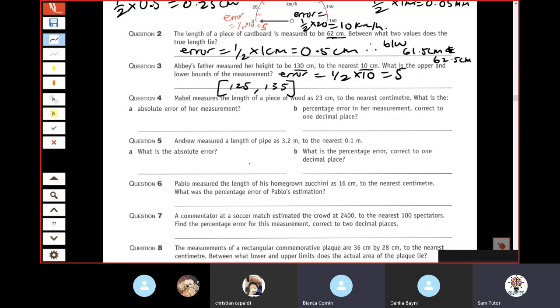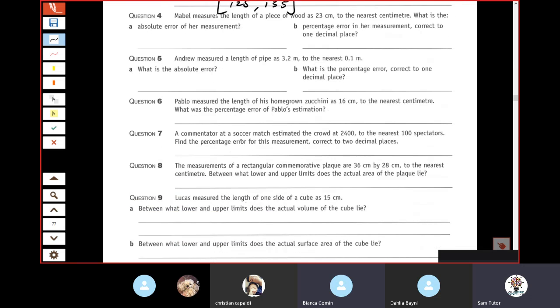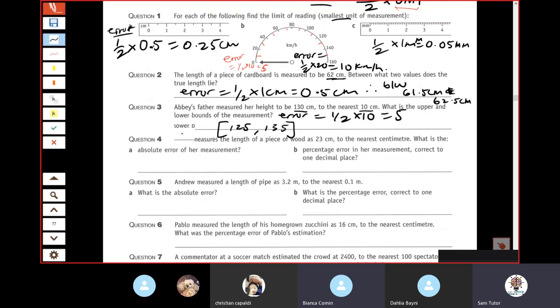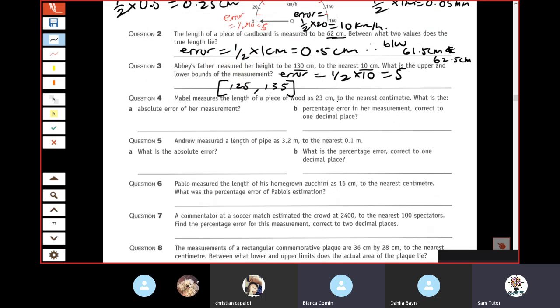All right, I'm just going to move on. Like I said, you guys can do this for homework. Just so you know, the absolute error is error. Percentage error is your error over your original number times 100, to get into a percentage.